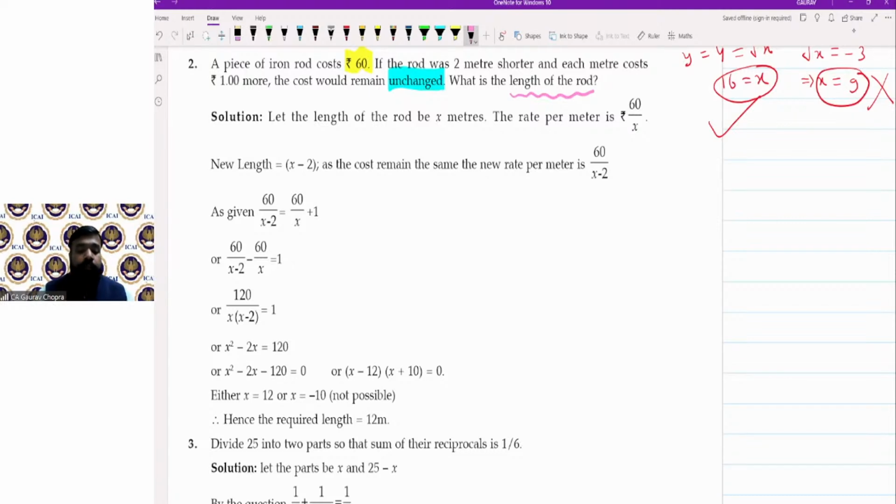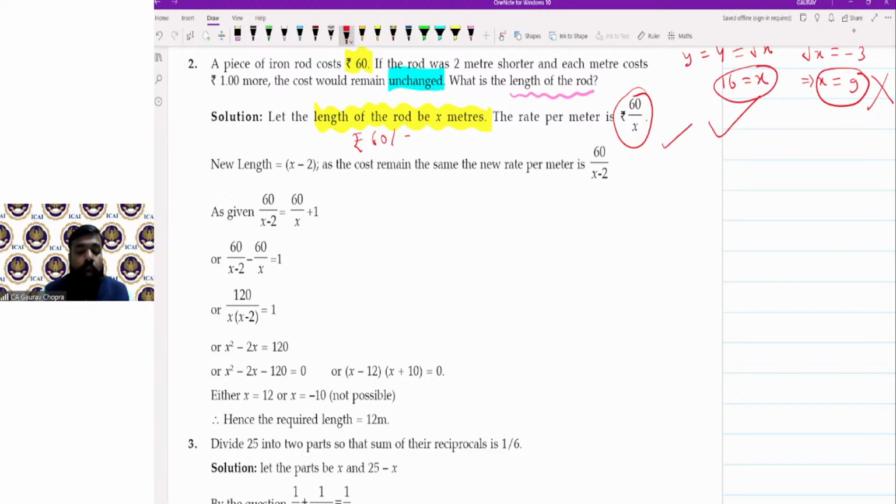सो इन दिस केस व्हाट वी हैव टू डू, सो लेट अस अज्यूम लेट द लेंथ ऑफ द रॉड बी x मीटर्स. लेंथ हमने मान लिया कितना? x मीटर. तो कॉस्ट कितनी गिवन है? 60 रुपीज इज द टोटल कॉस्ट. देन व्हाट इज द कॉस्ट पर मीटर? पर मीटर कॉस्ट विल बी रुपीज 60 अपॉन x.